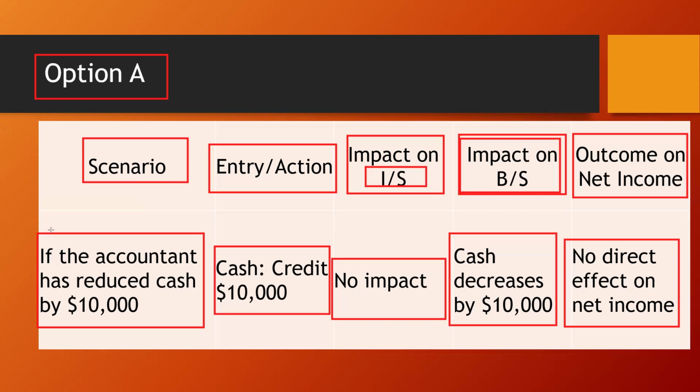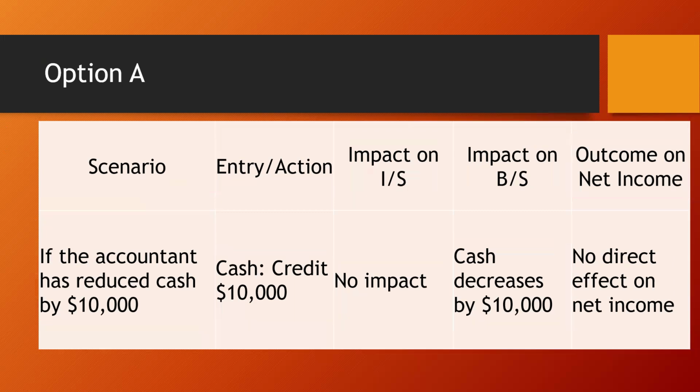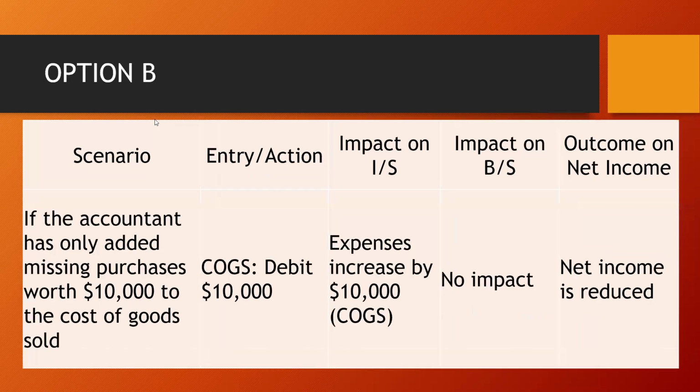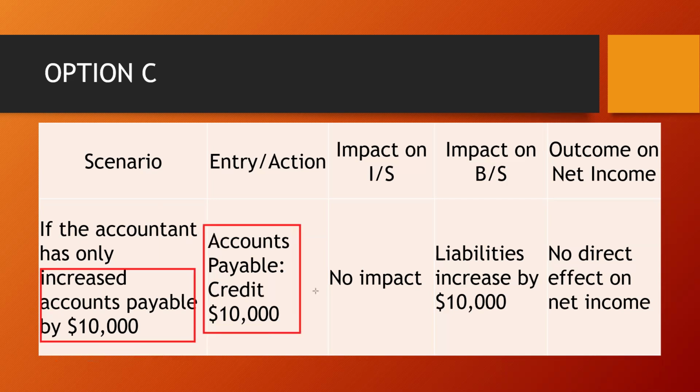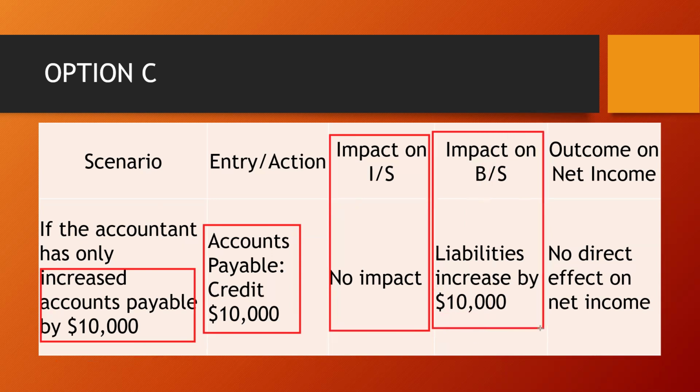I hope you understand this explanation. Next, option B, put it on hold. Go for C; A and C are almost the same. The accountant has only increased the accounts payable. So they made the entry, maybe accounts payable credit $10,000, and there won't be any impact on the income statement. What will be the impact on the balance sheet? Definitely, the liability will be increased by $10,000. What will be the impact on the net income? There won't be any direct effect on the net income. It's a balance sheet item. Why should it have an impact on the income statement?